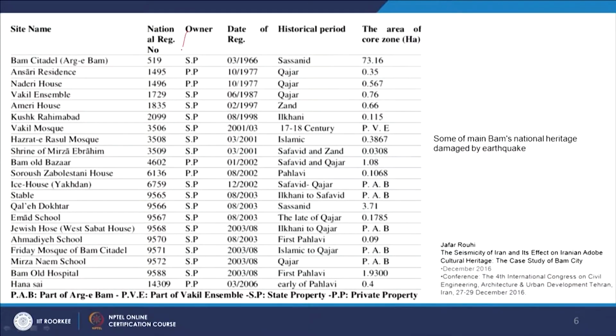Here you can see a list of properties, state properties or private properties, whether a citadel, residences, a mosque or other religious buildings, which are listed under the national heritage and have been damaged by this earthquake. Then recent efforts by various organizations, including German NGOs, came forward for reconstruction, in a kind of collaboration between the Iran government and the German parties.